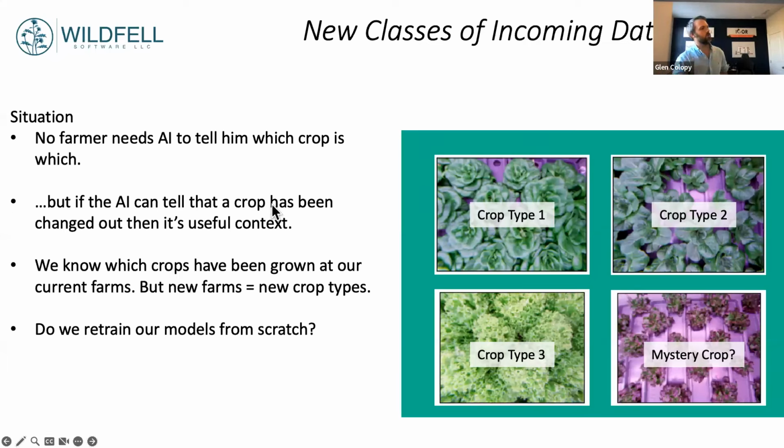But the AI might want to learn what crop it is, because it's useful context for what's happening in the grow operation. If a farmer comes in and takes out this first tray right here, and replaces it with this tray, that's a useful piece of information that probably some harvesting or some transfer of the plants is going on. So the farmer doesn't need to know this, but the machine would like to know this because it helps it keep track of the activity on the farm.